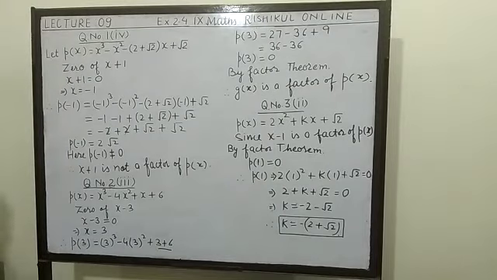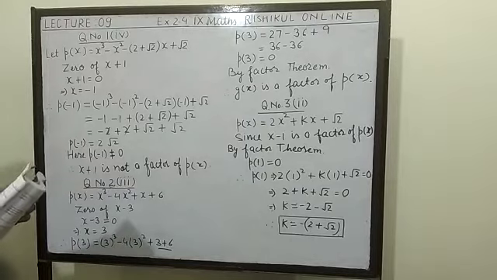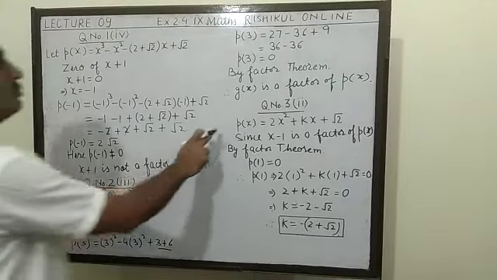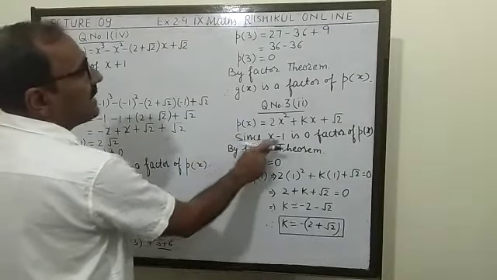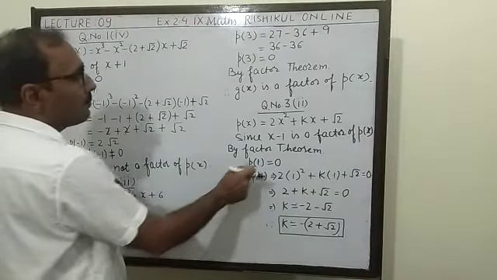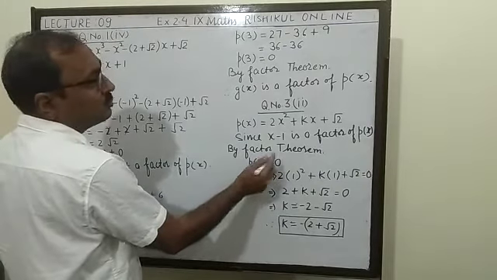Factor theorem you know very well. Then question number 3: find the value of k if x minus 1 is a factor of P of x. P of x you know very well. It is given that x minus 1 is a factor of P of x. So you use the factor theorem here. By the factor theorem, P of 1 must be 0.